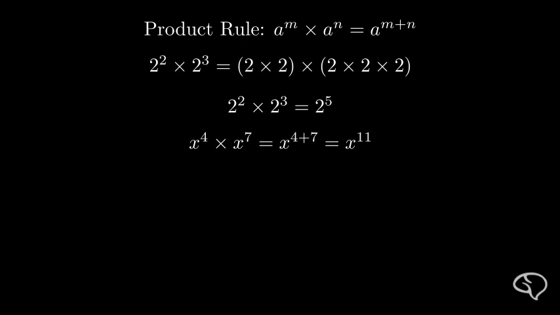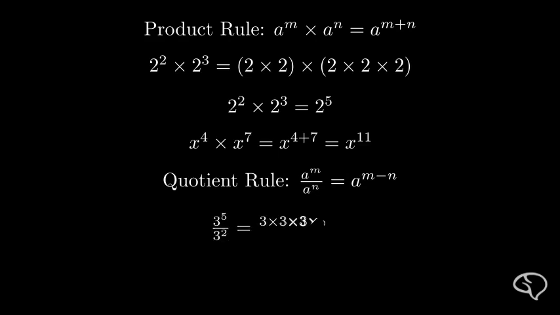Next, the quotient rule. This rule says that when you divide two powers with the same base, you subtract the exponent of the denominator from the exponent of the numerator. Let's use an example to understand this. What is 3 to the power of 5 divided by 3 squared? We can write this as a fraction.